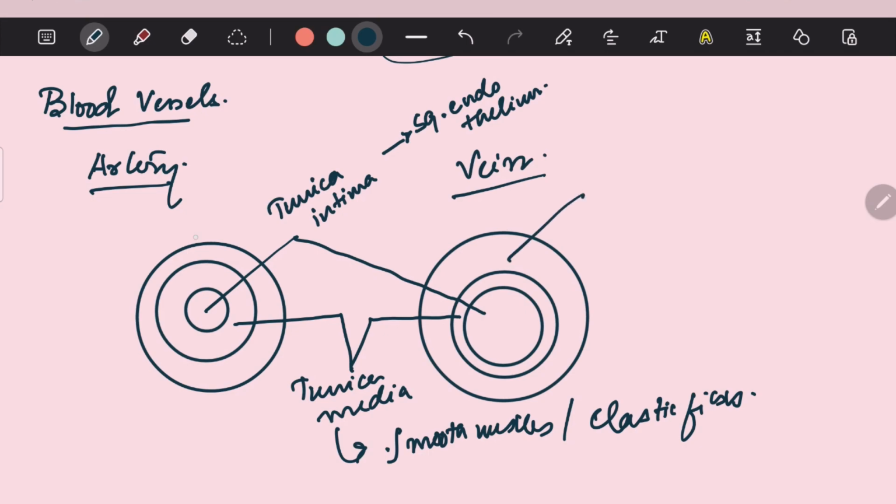And the last layer of the two is known as tunica externa. And this tunica externa is made up of nothing but collagen fibers.